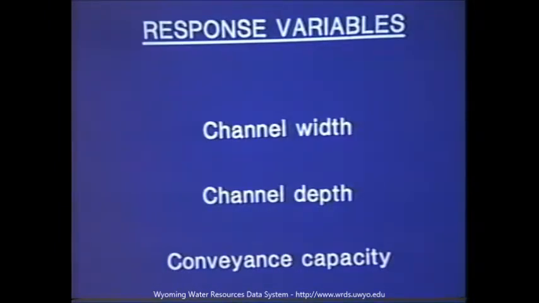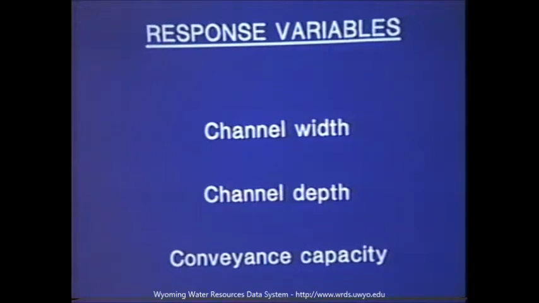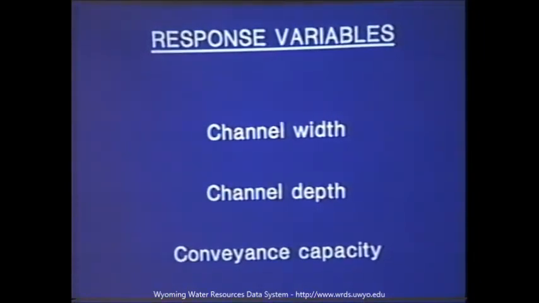Now, the response variables we were looking at were very simply the width of the stream channels, the depth of those channels, and then what's called the conveyance capacity of those channels, which is an estimate of the amount of discharge which the channel could carry at a bank full condition. So width, depth, and conveyance capacity were the three response variables that we went out and measured.